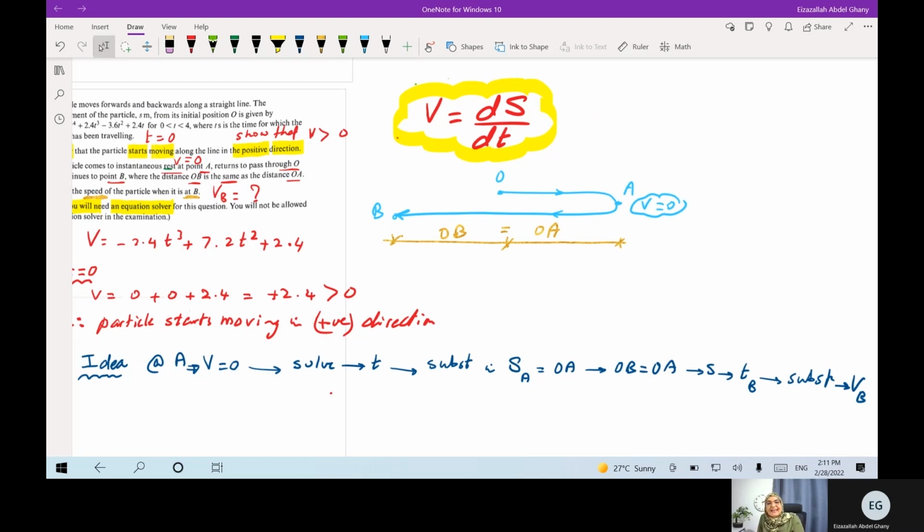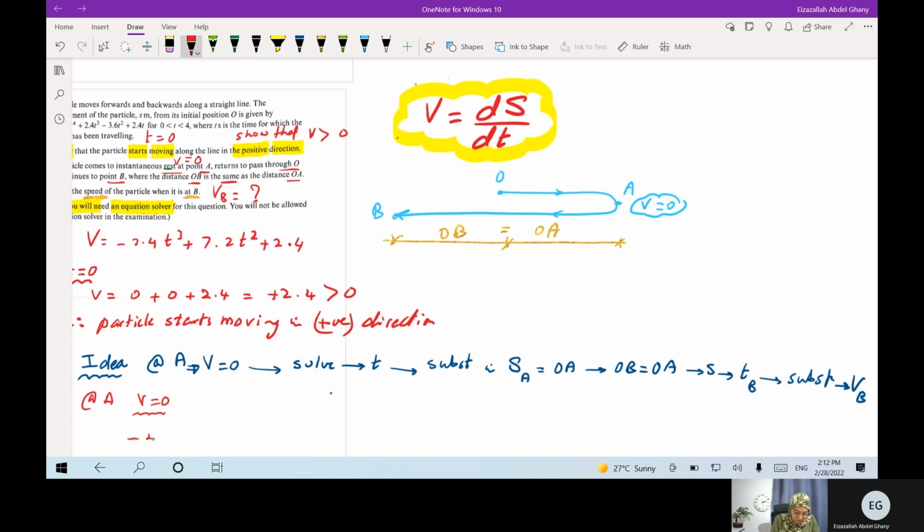And this is an equation. You will solve it to find t. When you find the time at B, you will simply substitute the time at B in the formula of the velocity to find the velocity at B, and let's go. So now, this is how to solve. We'll say at A, velocity equals 0. He said this information.